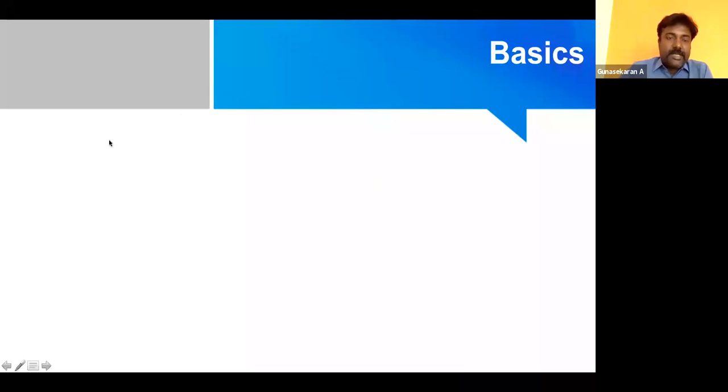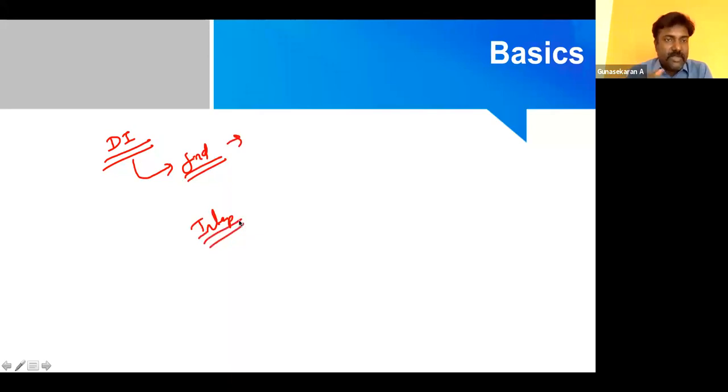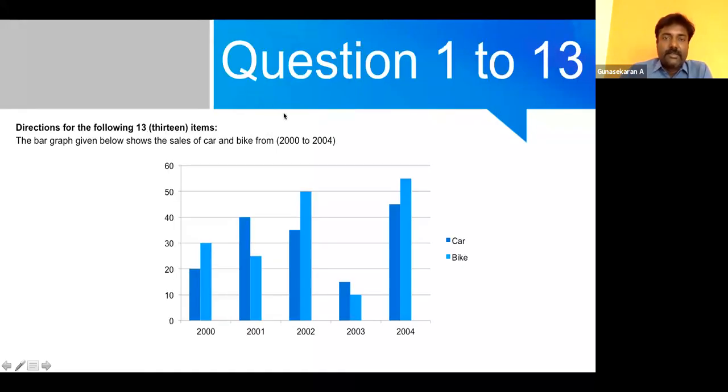So, data interpretation. The point is we need to interpret. We should not find the exact answer, as finding the answer will take much time. Interpret means we need to guess and answer. First we'll see some basic questions, and then we'll move on one by one. See the bar graph, just an example, 13 questions, and then all the exercise questions are UPSC questions.